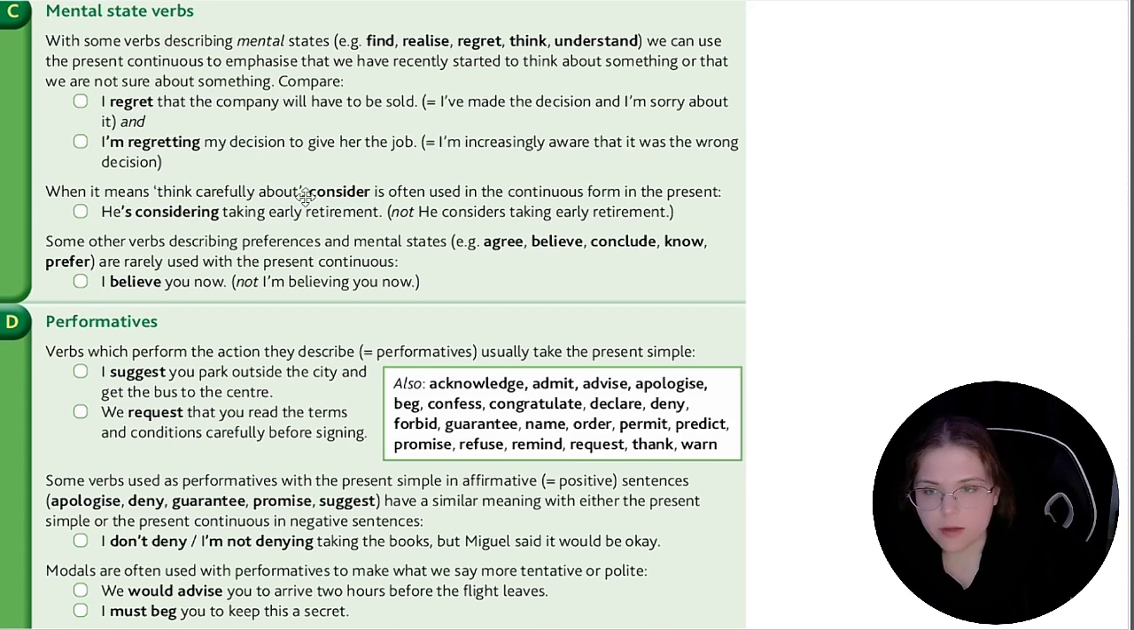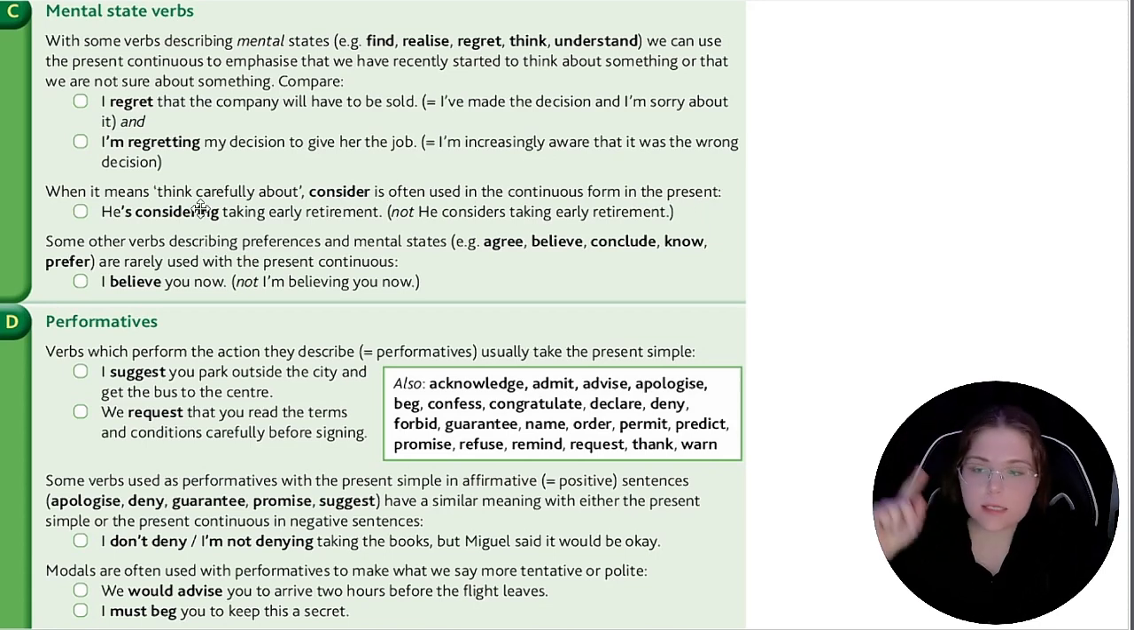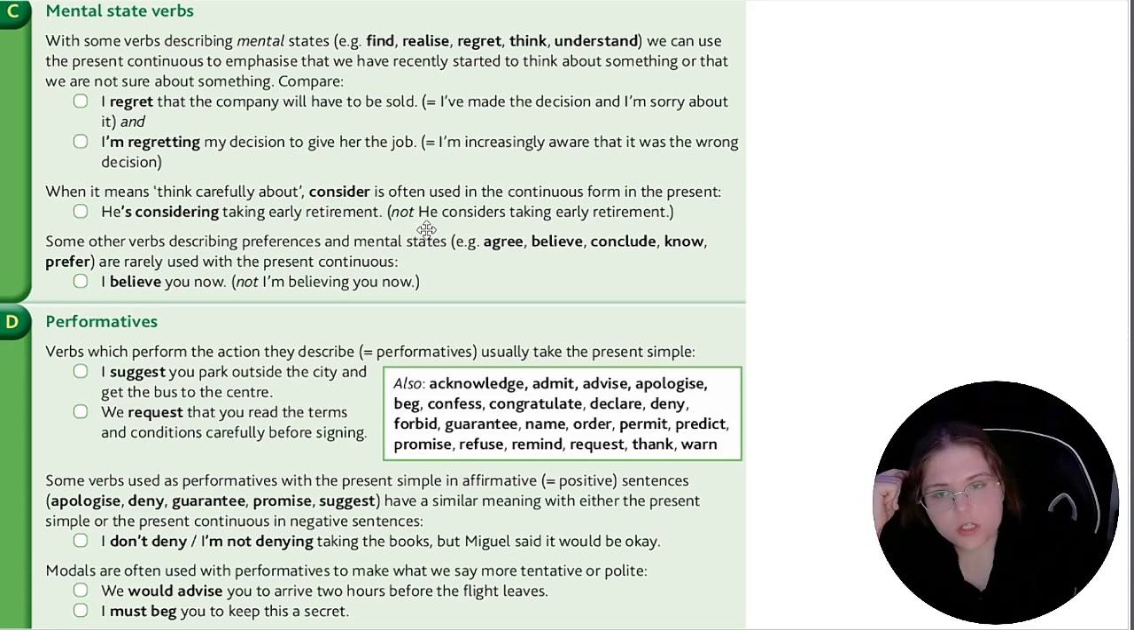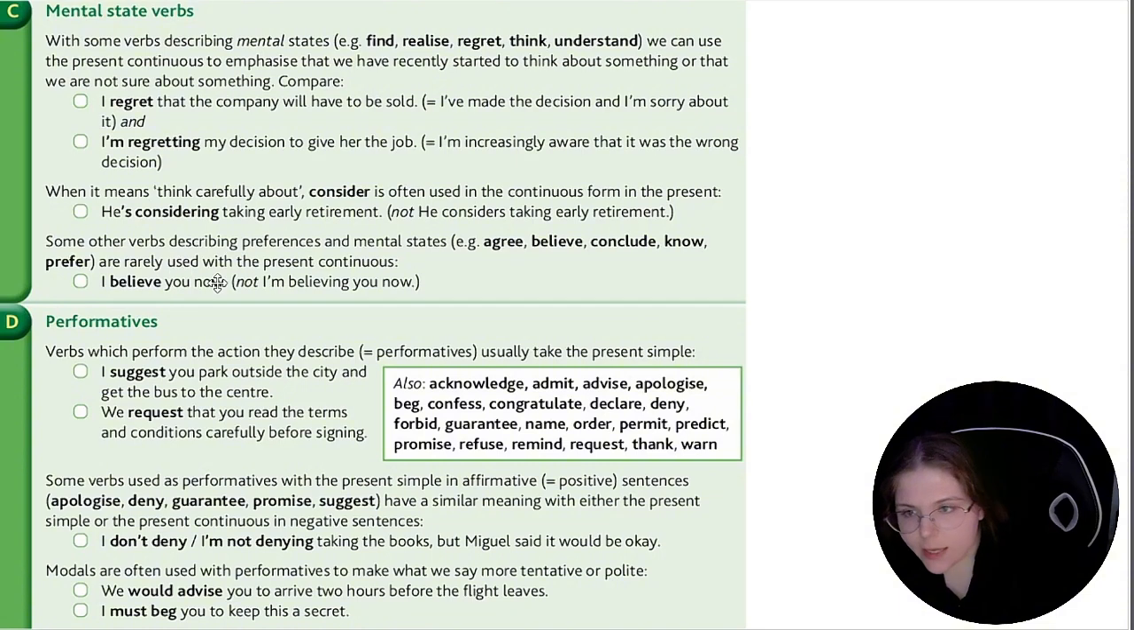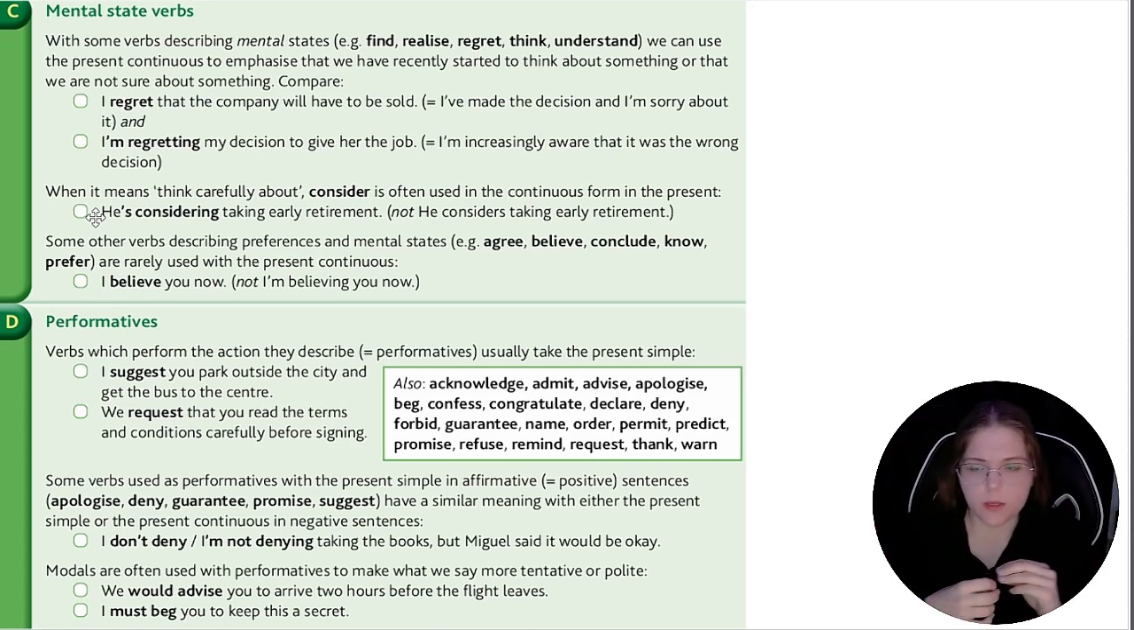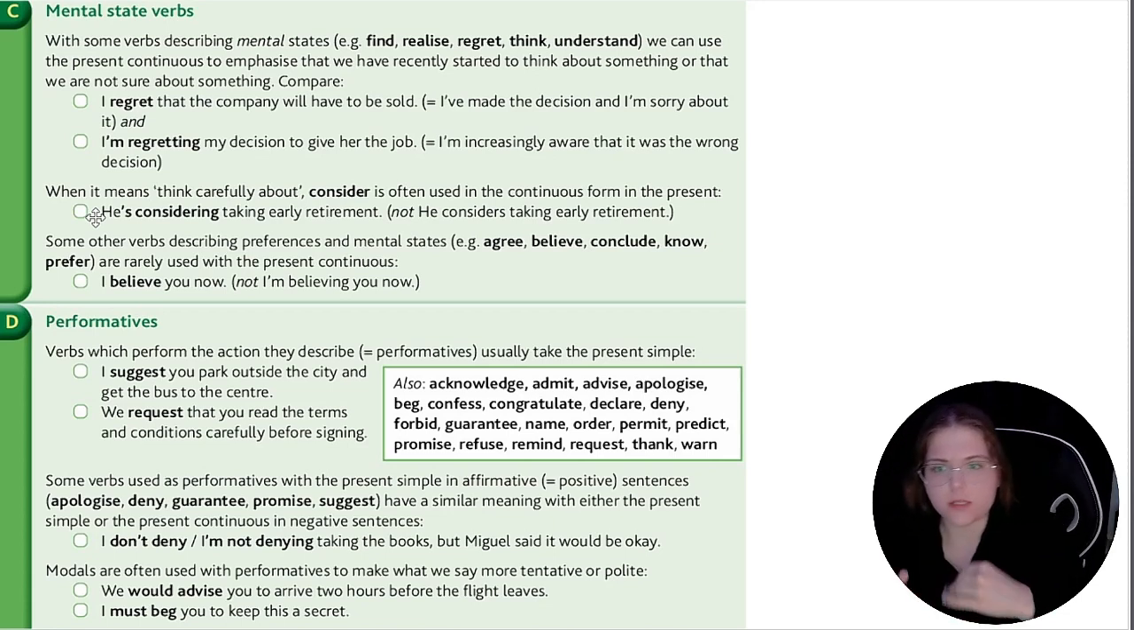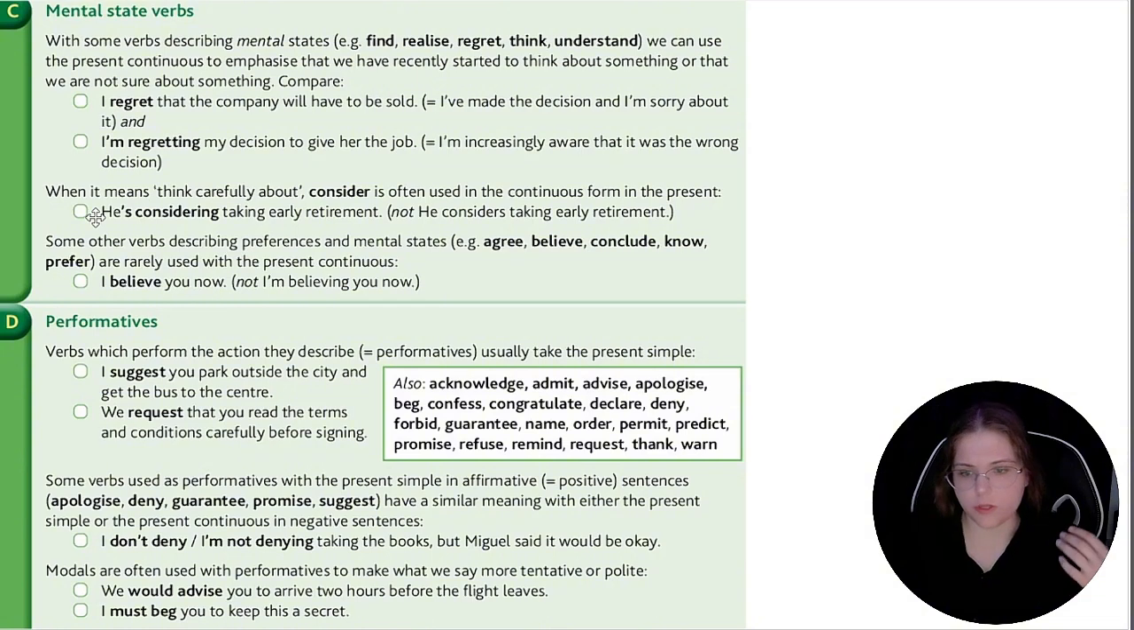When it means think carefully about, "consider" is often used in the continuous form in the present. "He is considering taking early retirement," not "he considers taking early retirement." Why? Because he does think about it really carefully. And he can be in two minds, he can be very nervous about that, and he is considering taking early retirement. This is something on his mind, and this is always on his mind. He wants that, or he doesn't want, and he thinks about the consequences and so on. So this is not just "considers." No, it's about "he is considering."